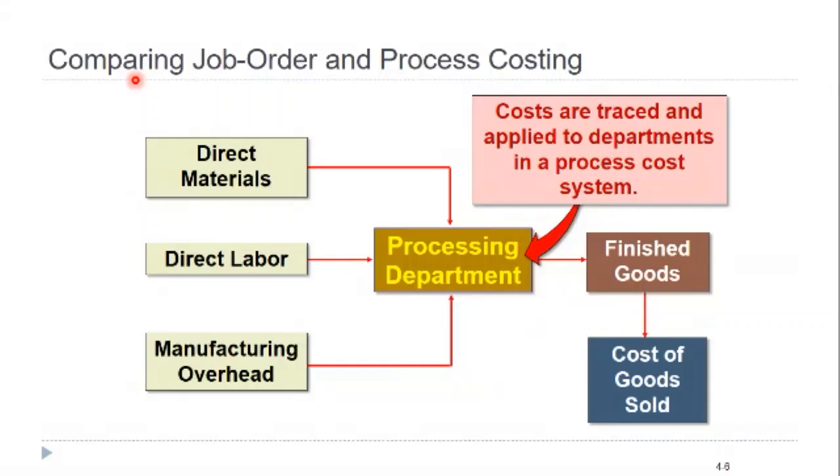Still comparing job order and process costing, the elements of cost go to each department in process costing. The costs are traced and applied to departments in a process cost system. From there, it goes to finished goods, cost of goods sold. So basically, this slide is saying the same thing as the last one.